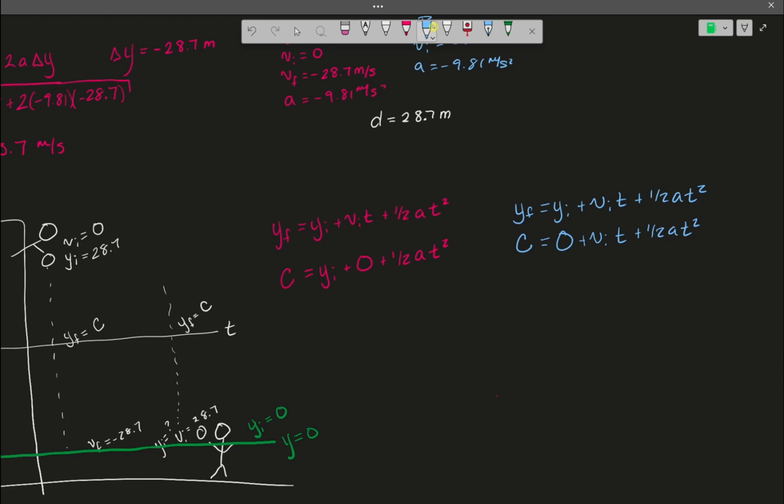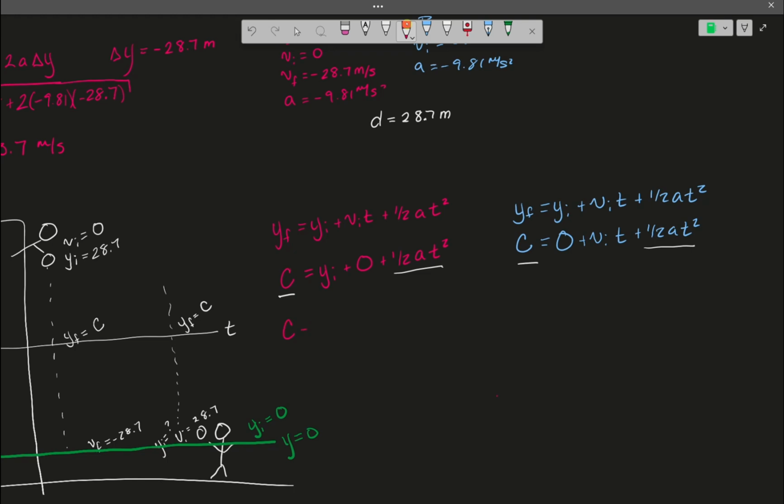Oh, this will work out well. Okay, so a couple things here. These C values are going to be the same, but also this last term is going to be the same value, right? Because they're both being influenced by the same acceleration due to gravity, and they're both going to be traveling for the same amount of time. That means that I can move the 1/2 at squared to the left-hand side of both of these.